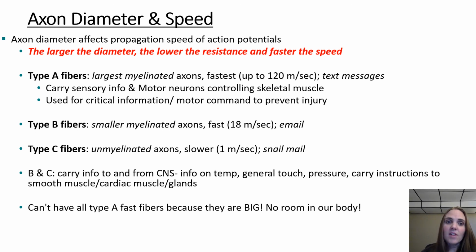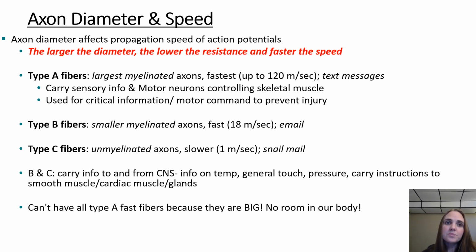So we have type A fibers. These are the largest and myelinated axons, so they're the fastest. Remember, myelinated means saltatory propagation. It's faster, it's jumping node to node. These are also larger in diameter, so they have less resistance. So we're going to go really fast here, up to 120 meters per second. So you can think of this as the text messaging of your neurons. And type A fibers are going to carry sensory information and motor neuron information that controls our skeletal muscle. And this type of fiber is used for critical information, such as motor commands to prevent injury.